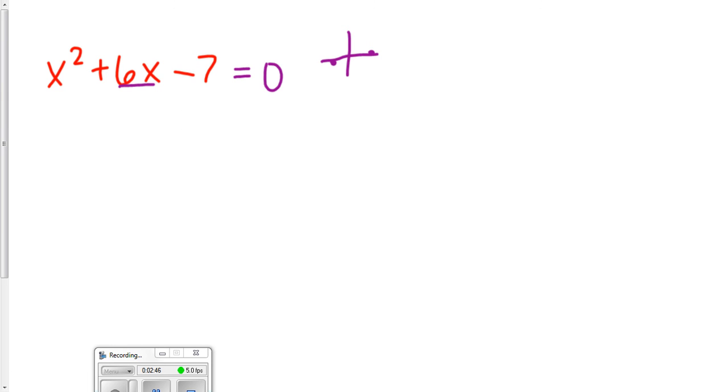Let's just move the 7 over. We can't just erase it. We can't just get rid of it forever. Things don't work that way, unfortunately. So I'm going to go ahead and just add it to the other side. Yes, I intentionally left that little gap there. So x squared plus 6x something equals 7. I just moved the 7 over.